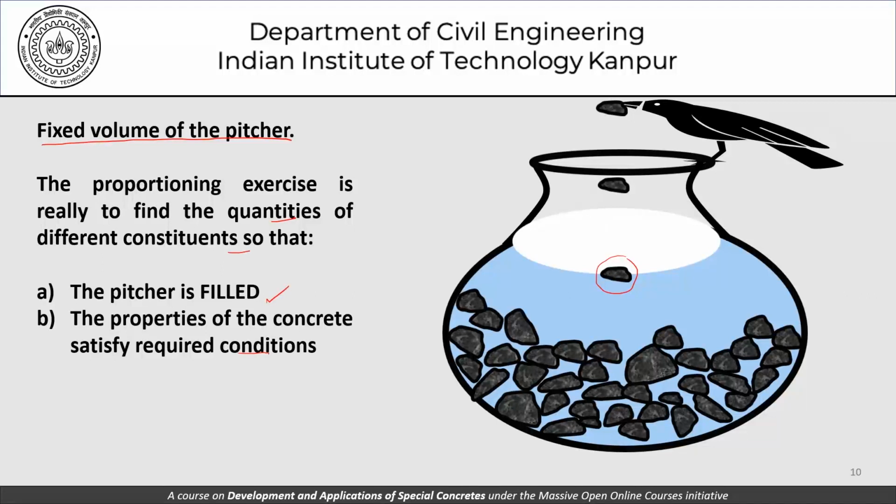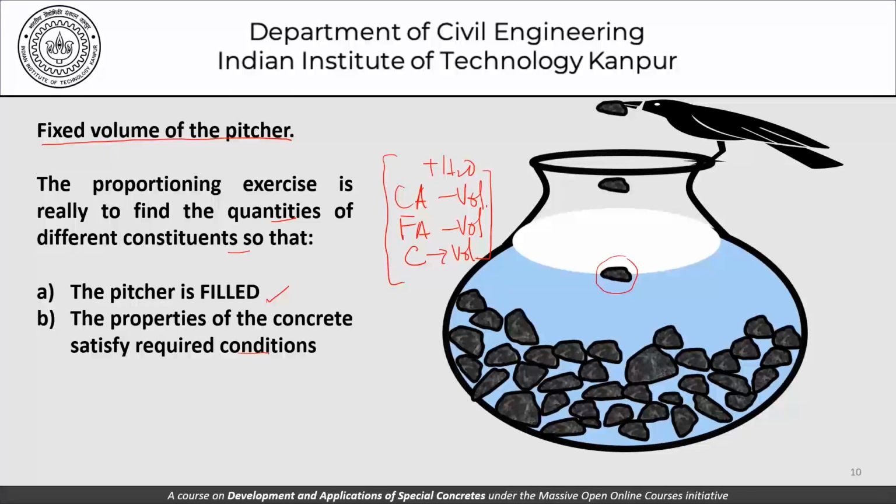No matter what we drop into this pitcher, whether it is the coarse aggregate or the fine aggregate or even the cement, that has a certain volume. This has a certain volume. This has a certain volume. So all these volumes plus the volume of water should add to the total volume of this pitcher. That is the thought process.